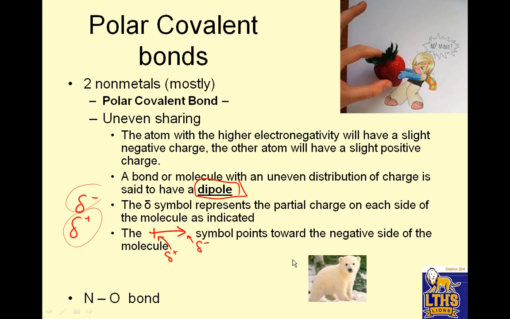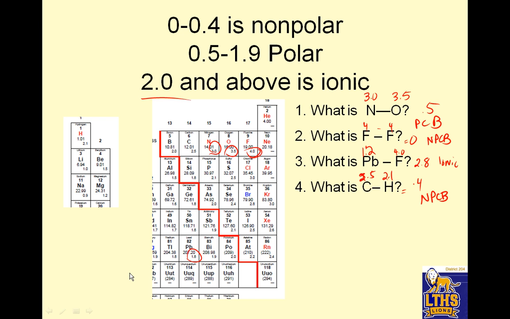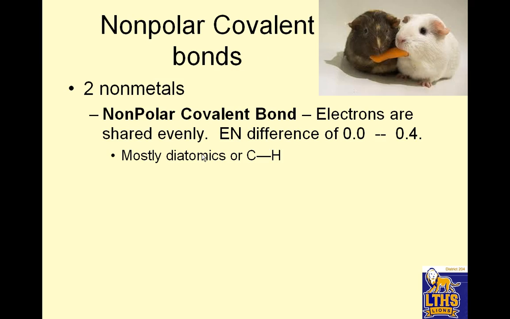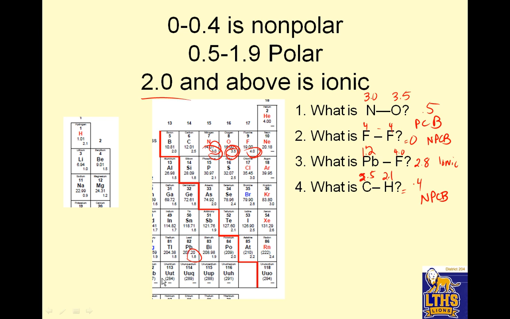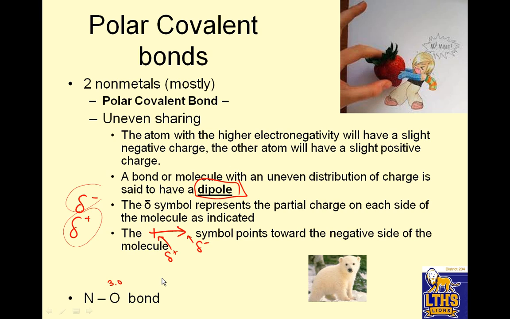So what do I mean? Oh, looky, polar bear. Nitrogen has an electronegativity of 3.0. I think I did that wrong. Oxygen is 3.5, nitrogen is 3.0. What's the difference? 0.5. So here's the N-O bond.